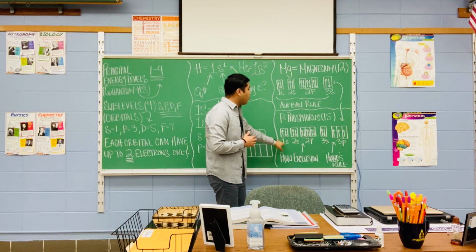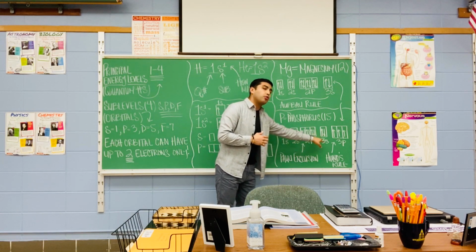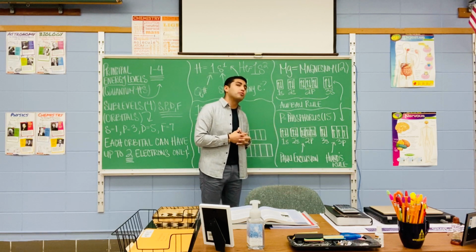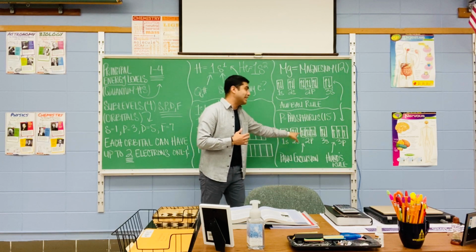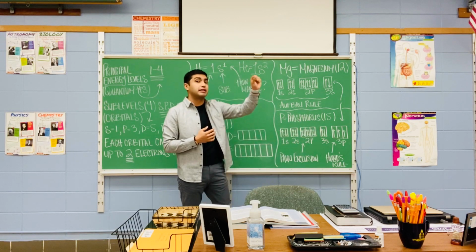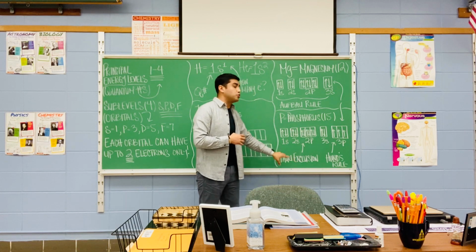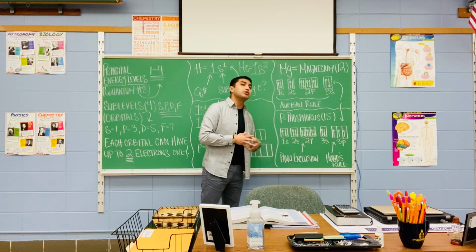So I do need my 1s, my 2s, my 2p, and my 3s in that order specifically. Remember, I'm already following my Aufbau rule, which tells me I have to fill these in completely before I move on to the next sublevel. I'm also following the Pauli exclusion rule, that all of the arrows are in opposite directions.